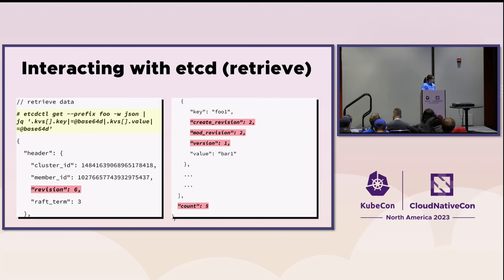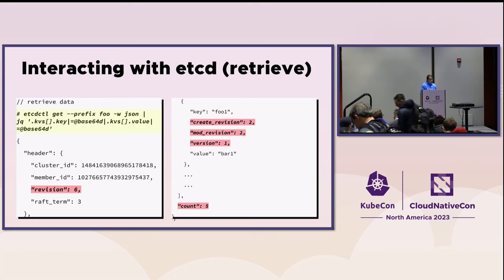What create revision is, it's the revision of etcd at which this key value pair was created. So when we added foo 1 bar 1, the revision was incremented by 1 and it got the create revision as 2. It did not get any modification so far, so mod revision is also 2 right now, but if it had received any modifications after, that would be set to the revision at which this key value pair was last modified. And version is set to 1. This means this is the first version. If there were modifications, the version counter would have incremented. If there is a deletion, it would be reset to 0.